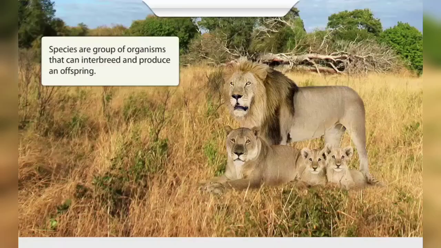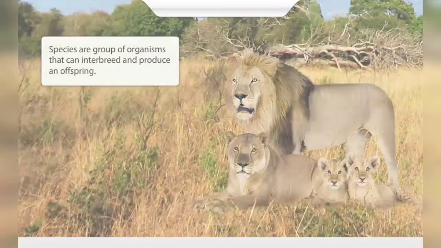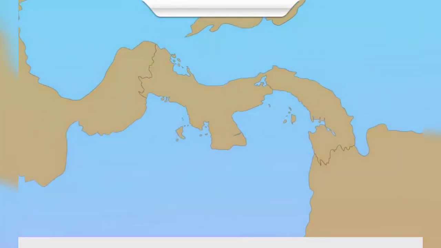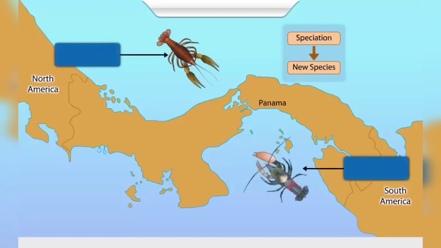A species can be defined as a group of organisms that can interbreed and produce an offspring under natural conditions. Speciation is an evolutionary process that gives rise to new species. It occurs when variation is combined with geographic isolation of the species. An example of speciation can be seen with the snapping shrimp found in North and South America.